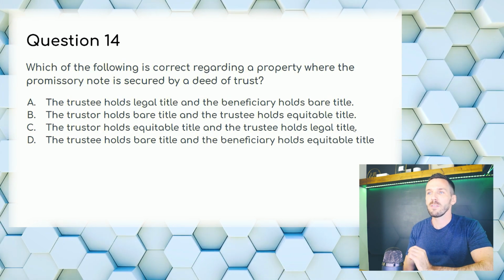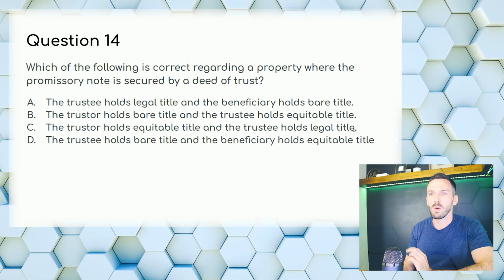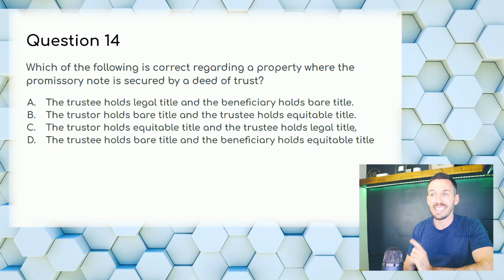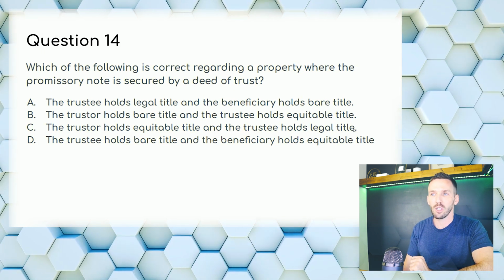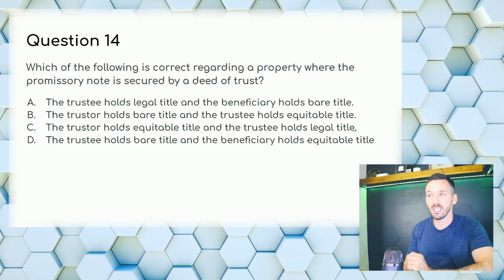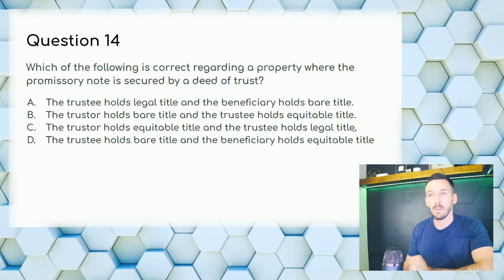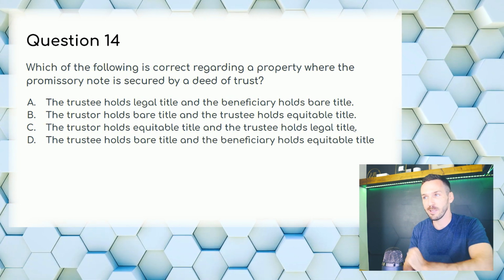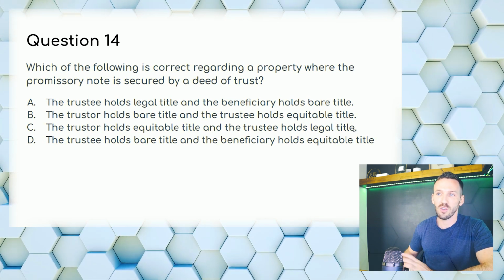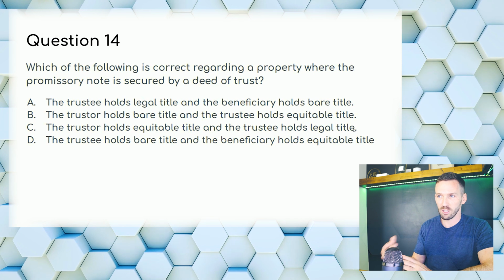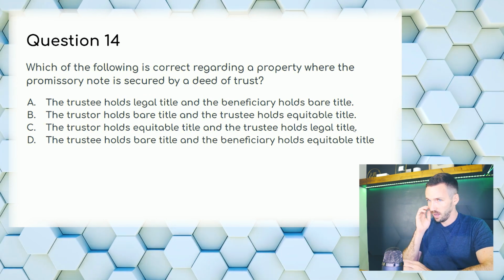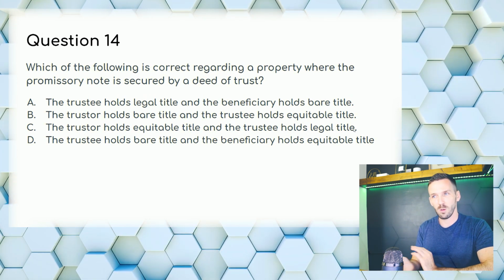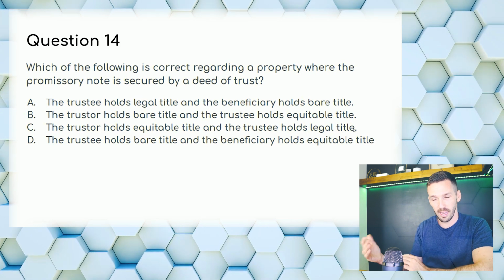Question 14. Which of the following is correct regarding a property where the promissory note is secured by deed of trust? A, the trustee holds legal title and the beneficiary holds bare title. B, the trustor holds bare title and the trustee holds equitable title. C, the trustor holds equitable title and the trustee holds legal title. Or D, the trustee holds bare title and the beneficiary holds equitable title.